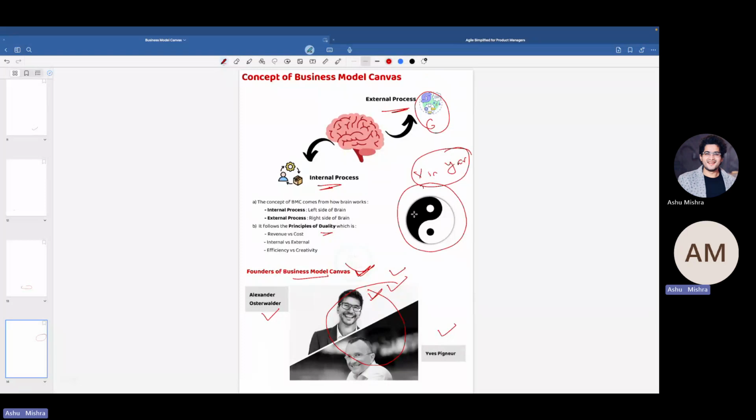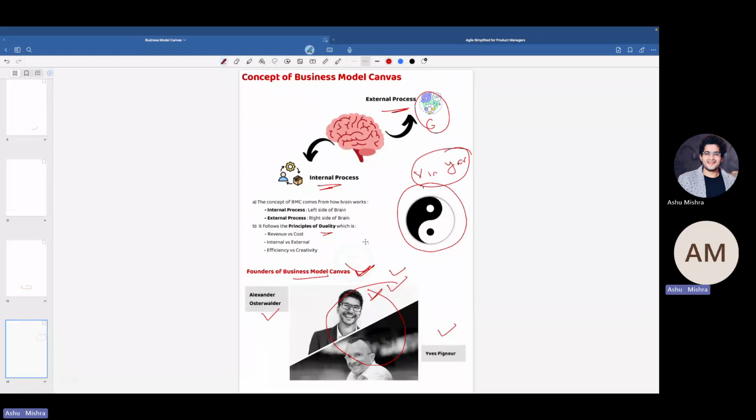What it says is that in life, in the brain, and in every aspect that we have around us, it is bifurcated into two, and that's where the principle of duality also comes in our mind, in the organization, and in the business model canvas. So guys, you must appreciate the beauty of this business model canvas, which is implemented in our organization on the very simple concept of duality.